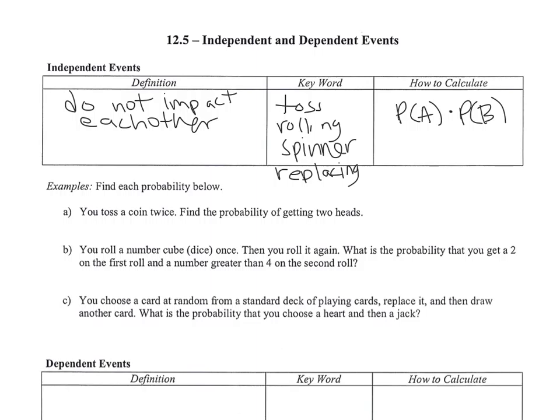So we'll do a couple examples here. You toss a coin twice. Find the probability of getting 2 heads. Well, these are independent events. So what you're going to do is find the probability that you get heads and multiply it by the probability you get heads. So the probability of getting heads is 1/2. So you multiply 1/2 times 1/2. So it's 1/4.